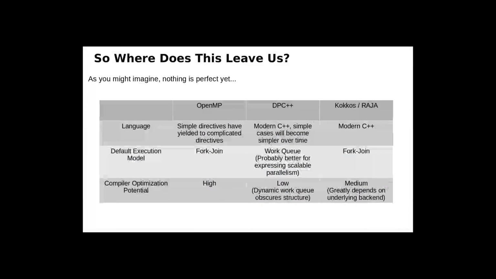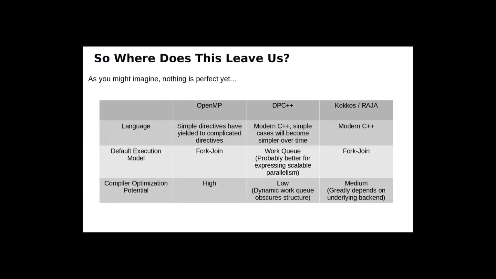So where does this leave us? Well, we discussed 3 different models: OpenMP, DPC++ based on SYCL, and Kokkos and Raja. OpenMP started as a set of relatively simple directives and runtime function calls. Yet, the complexities of dealing with GPUs, data movement, and other aspects of accelerators have caused these simple directives to yield to more complicated ones. DPC++ and Kokkos and Raja are based on modern C++. And as modern C++ adds features to allow simple cases to become simpler, the usage of these models also becomes simpler over time.